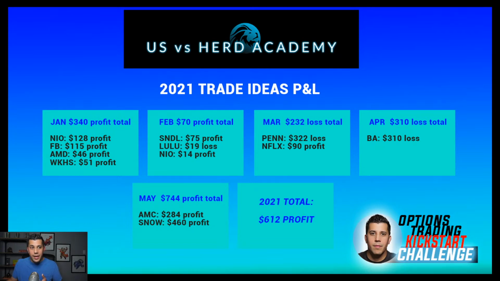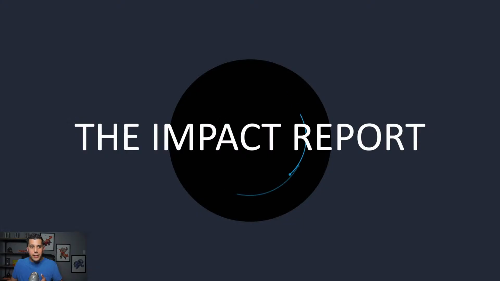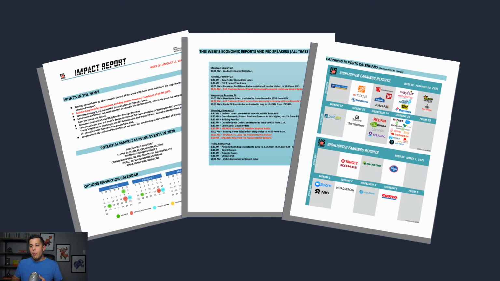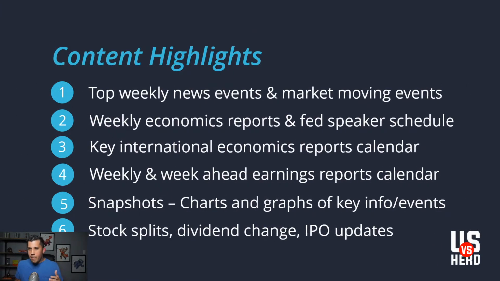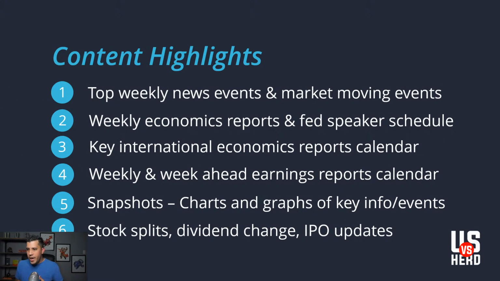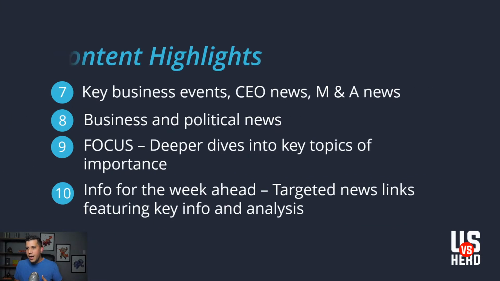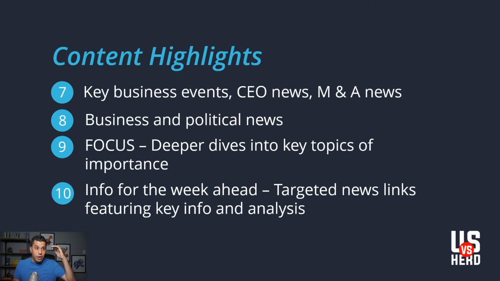Okay. And then the last thing that they're going to get is the impact report. Every Sunday, we send out an impact report. It looks like this. It gives you a heads up of everything that's going to happen that week: economic news, earnings, economic data, snapshot, stock splits, dividend changes, the whole thing. I won't bore you with all the details because there's a lot. M&A. The report every week is literally like 20 to 30 pages.